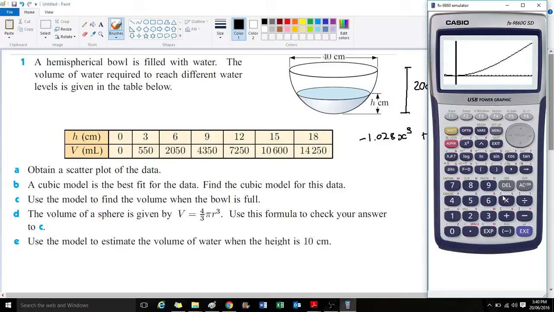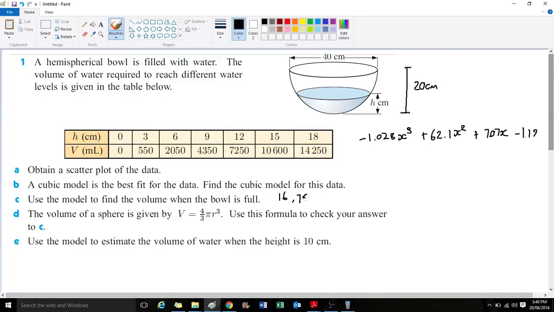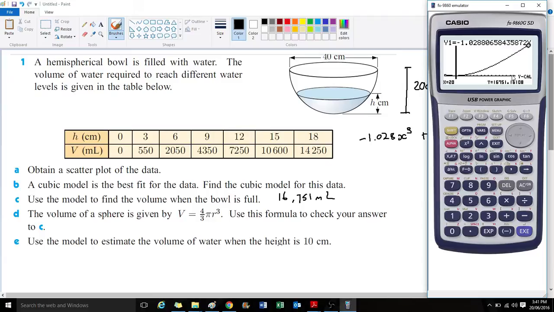Now we want to find the volume when the bowl is full. The bowl's full when the height is 20 centimeters, or our x value is 20. So we're just going to do a y calc. When x is 20, y is equal to, so the volume when the bowl is full, 16,751 milliliters. So I'm going to write that one here, 16,751 milliliters. That occurs when x is 20, or when the height of the bowl is 20.